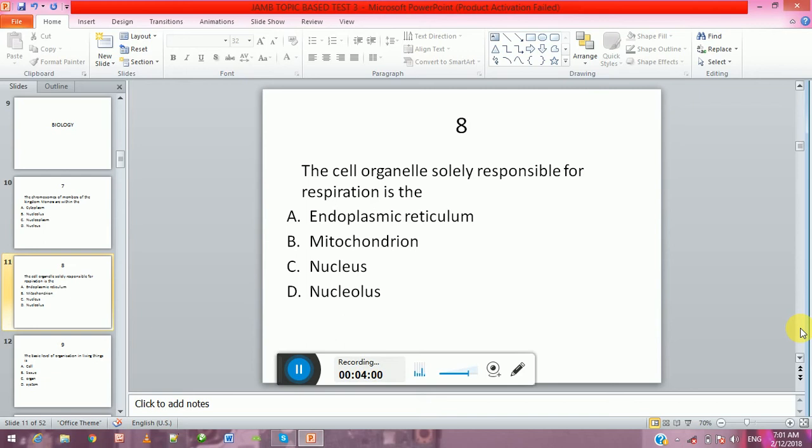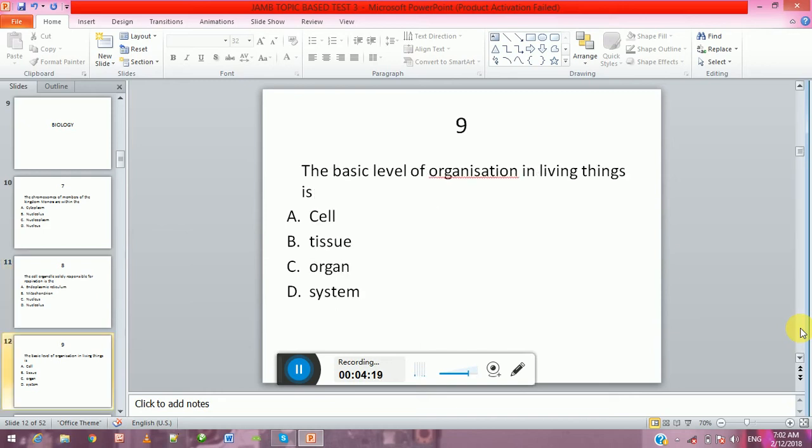The cell organelle solely responsible for respiration is the A. Endoplasmic reticulum. B. Mitochondrion. C. Nucleus. D. Nucleolus. The basic level of organization in living things is A. Cell. B. Tissue. C. Organ. D. System.